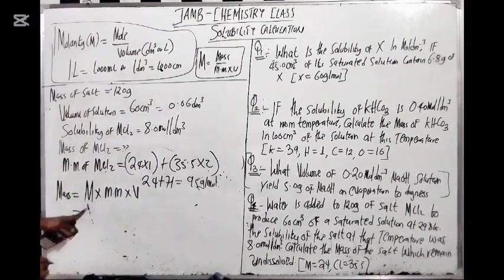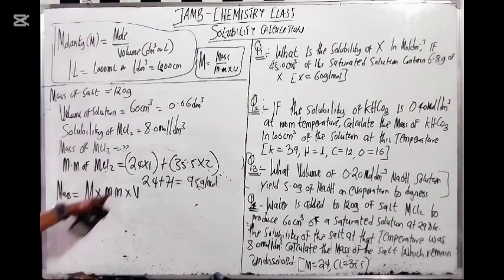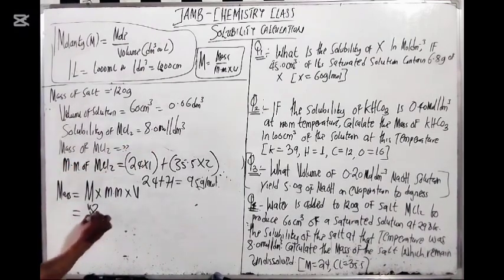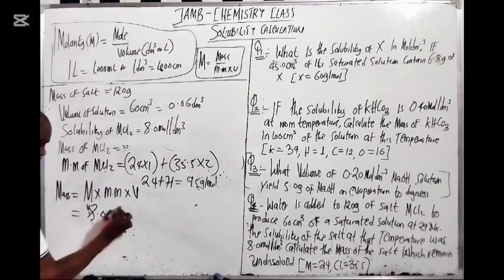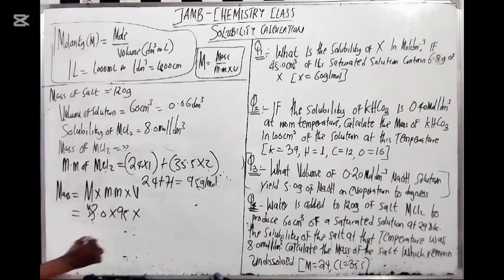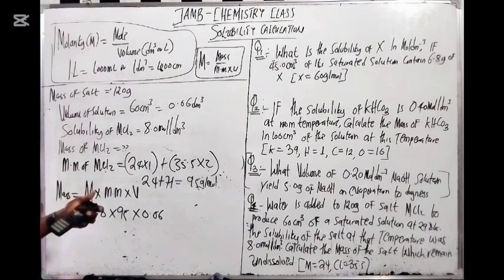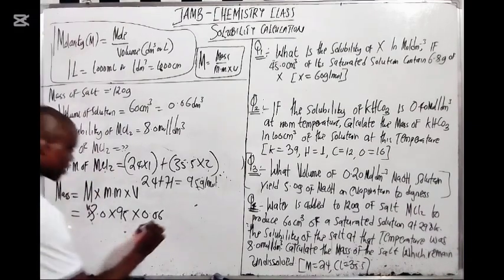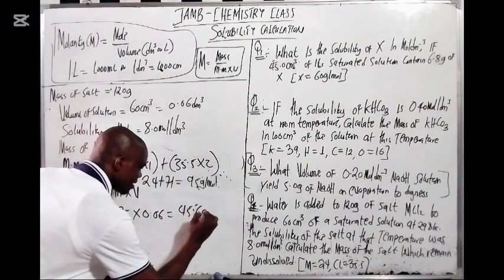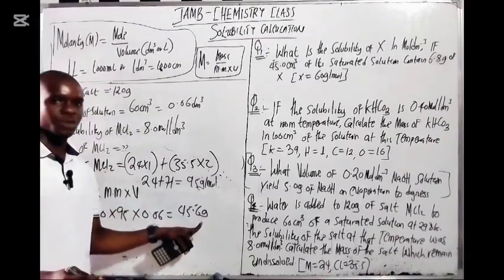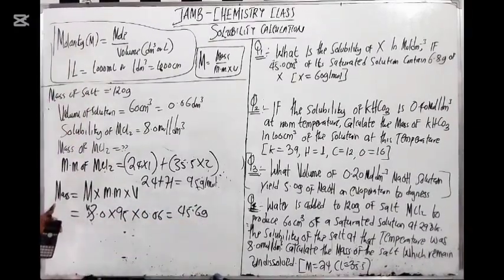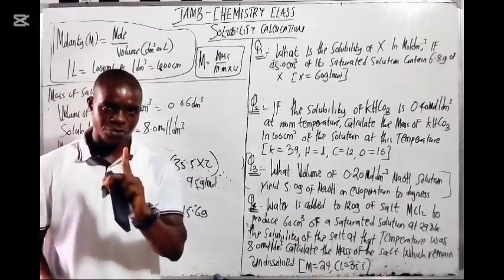So what do you have here? The solubility is 8.0, times the molar mass, 95, times the volume, 0.06. So here we have 8.0 times 95 times 0.06. You have 45.6 gram. So this is the mass of your dissolved salt. The mass we have calculated here is the mass of the dissolved salt, right?